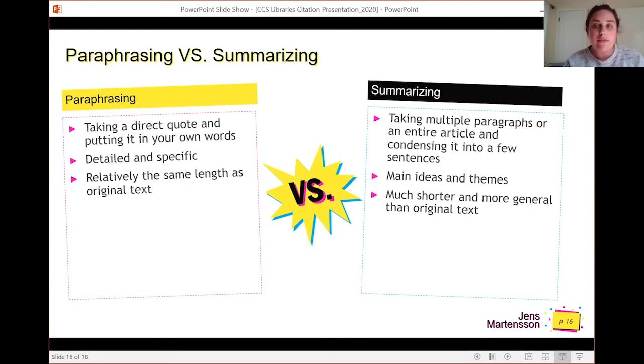So this slide outlines the major differences between paraphrasing and summarizing. Paraphrasing is taking a direct quote and putting it into your own words. It's more specific to a certain argument or point in a text, instead of summarizing, which is looking at main ideas and themes, and it's much shorter than the original text. So you might summarize multiple paragraphs into one sentence.